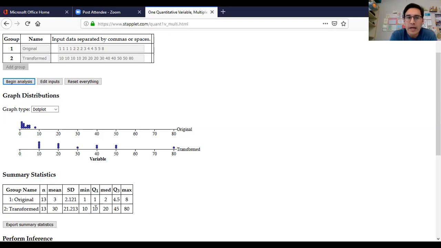So I guess the moral of the story here is when we transform the data by multiplying, measures of center, measures of position, and measures of spread all change by that same factor. In this case, it was a factor of 10. If we do something like just add a constant though, adding a constant will change measures of center and position, but has no effect on spread.